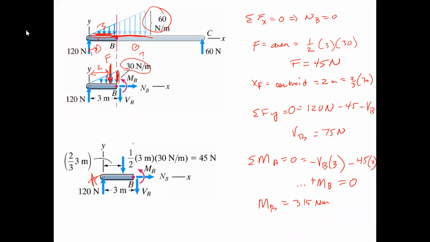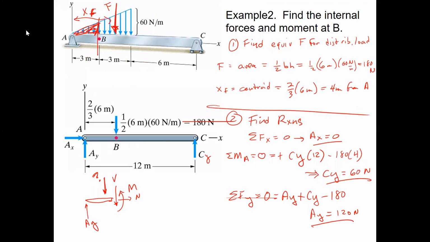Finding the shear and bending moment, yeah. How do you determine where to put the line, the section, how to break it? Well, the problem will say find the shear and bending moment at point B. And you look at point B on the diagram, that's where you're going to cut it.